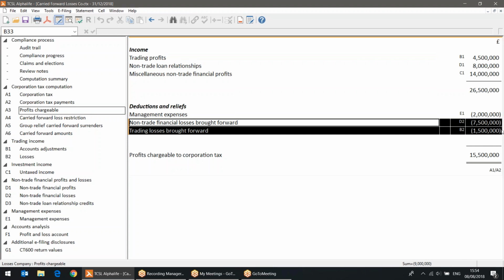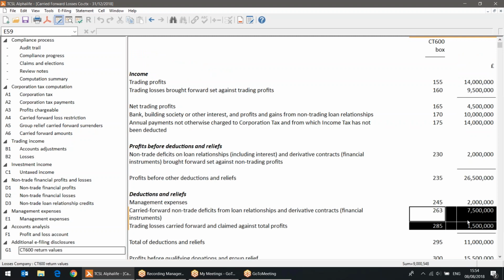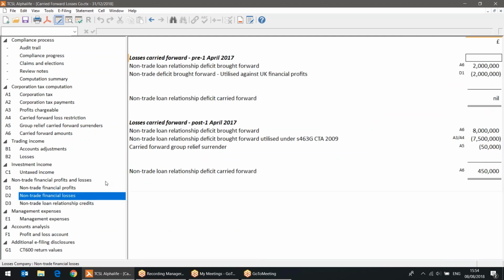These offsets are also reflected in two new boxes, being boxes 263 and 285, which have been added to the deductions and relief section on page 4 of the CT600. In both cases, the offset is made by making a claim for relief, and this may be for part relief. Loss relief claims must generally be made within 2 years of the end of the accounting period concerned.